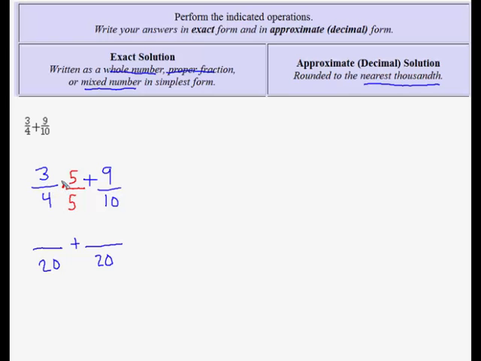You simply multiply the numerators. 3 times 5 is 15. As I said before, 4 times 5 is 20. 15 twentieths has the same value as 3/4. They're both equal to 0.75.